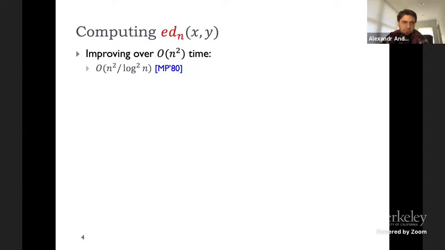Okay, so what happened for computing edit distance? How much did the community succeed at improving quadratic time? Well, there is an algorithm from the 80s by Masek and Paterson, which improves it by a log squared n factor. Okay, and pretty much that's it for computing edit distance, at least in the general worst case.